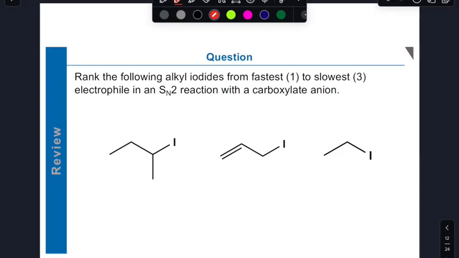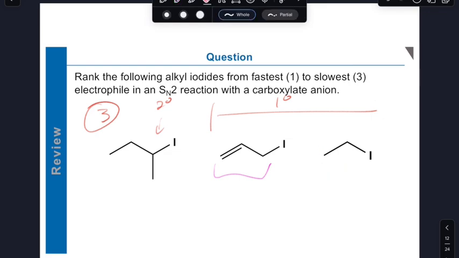So in this case, we can probably separate these out: these 2 here are both primary, so we expect these 2 to be faster, and then this one is a secondary center. So we're going to assign this one as definitely the slowest. Now, if you look at these 2, you might be tempted to say, oh, well, this has 3 carbons, this has only 2, maybe this is less sterically bulky.